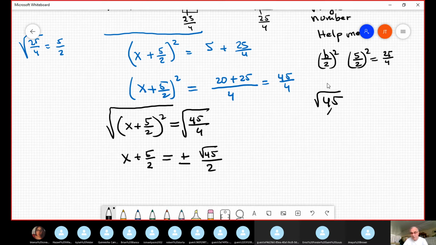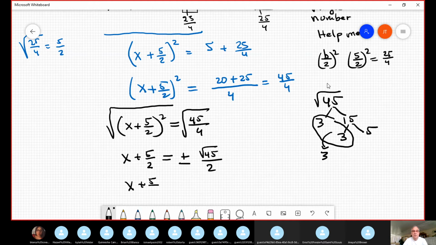45, I suppose you have simplification because 45 is divisible by 3, 15, no? By 3 again, it's 5. It's no secret. 45 is 9 and 5. Look, this is 9. One couple of 3 represents one 3 outside. So actually, this is x plus 5 over 2 equals plus or minus 3 radical 5 over 2.